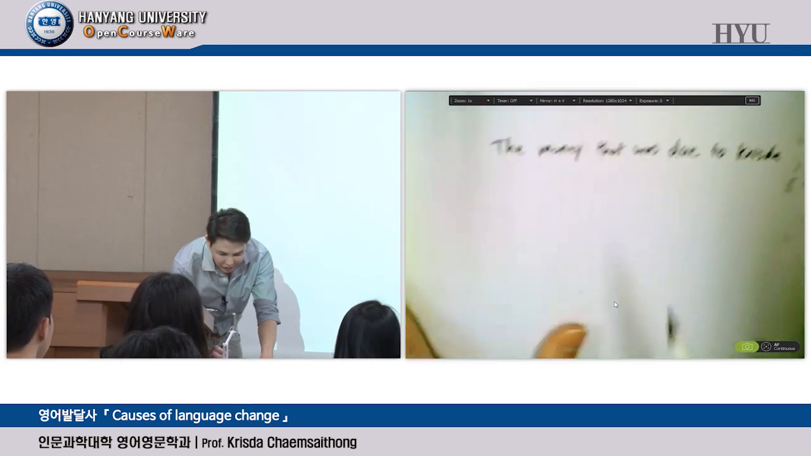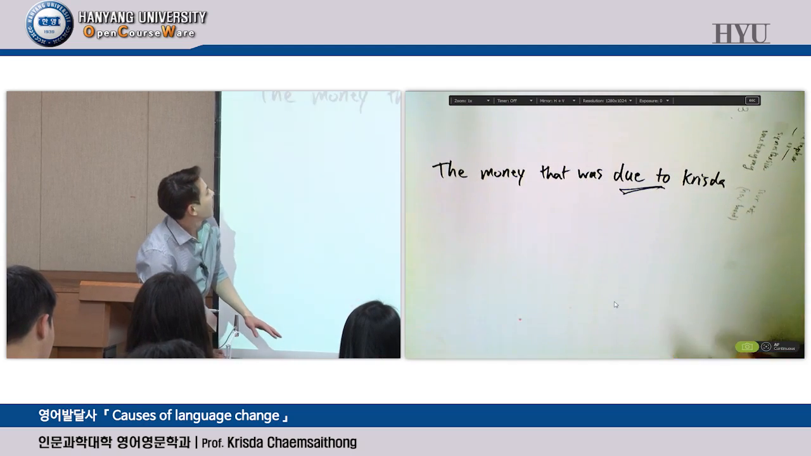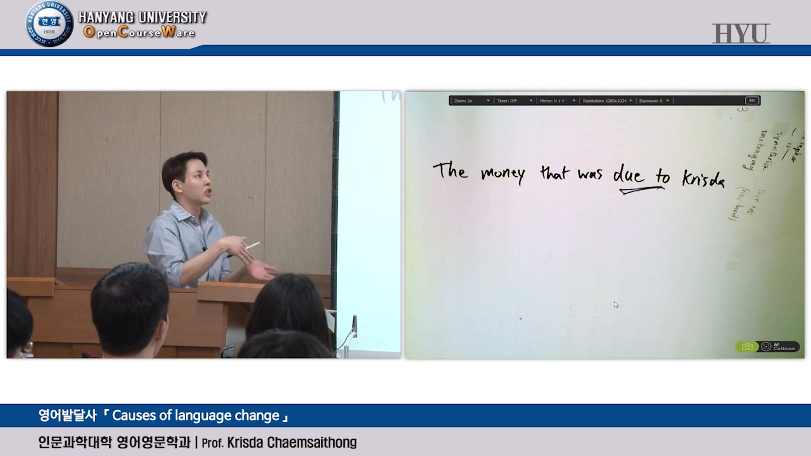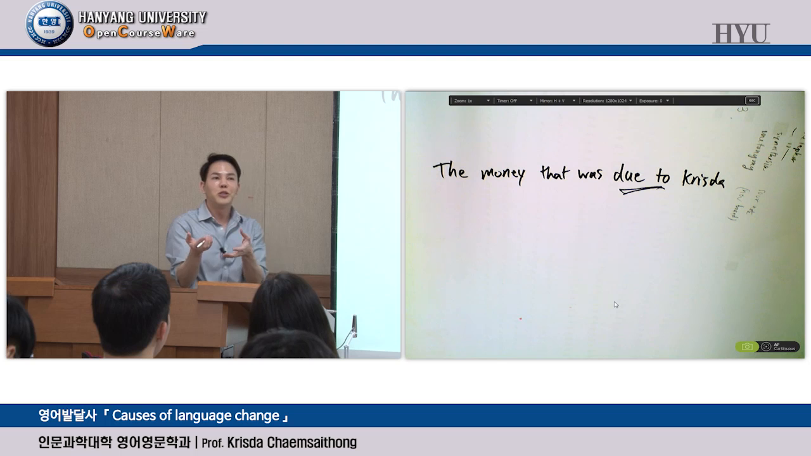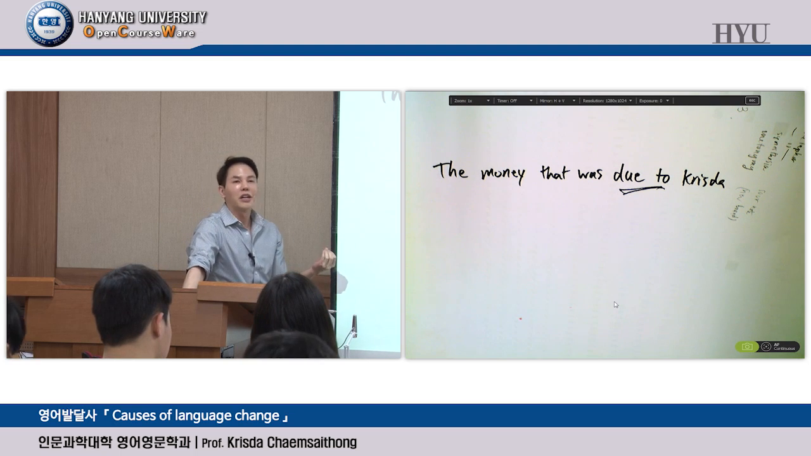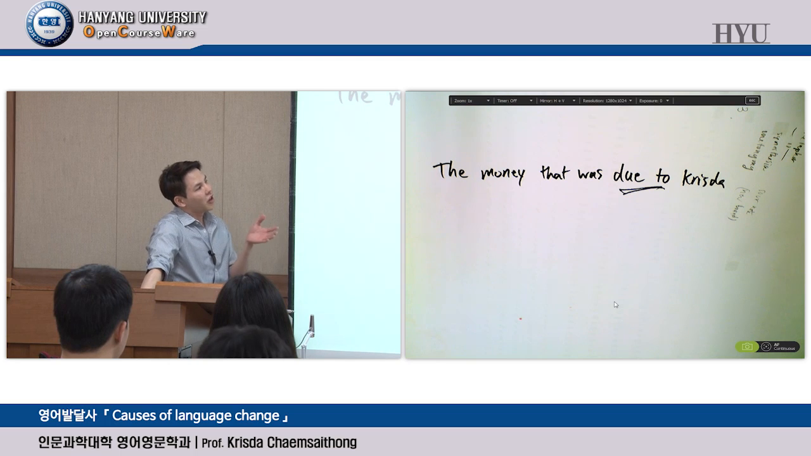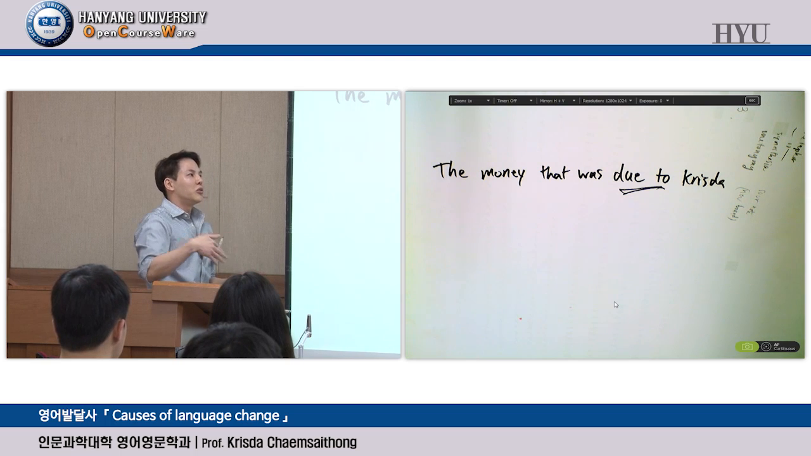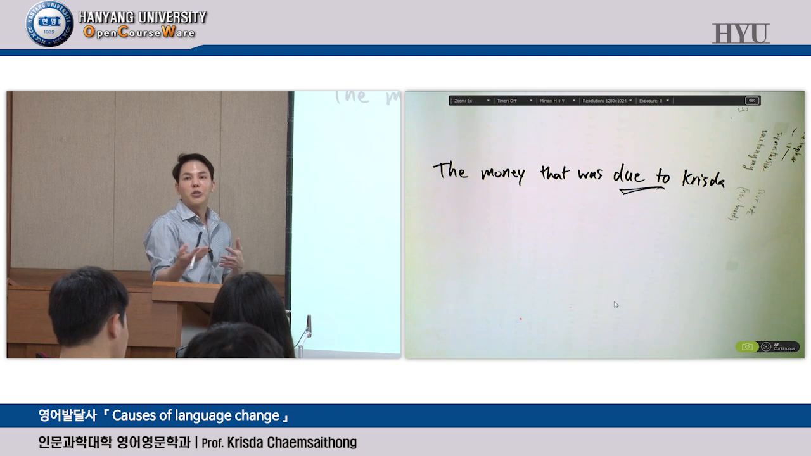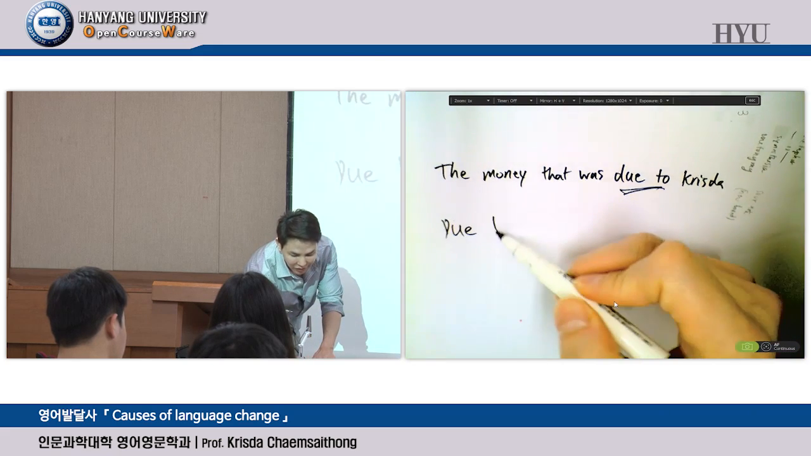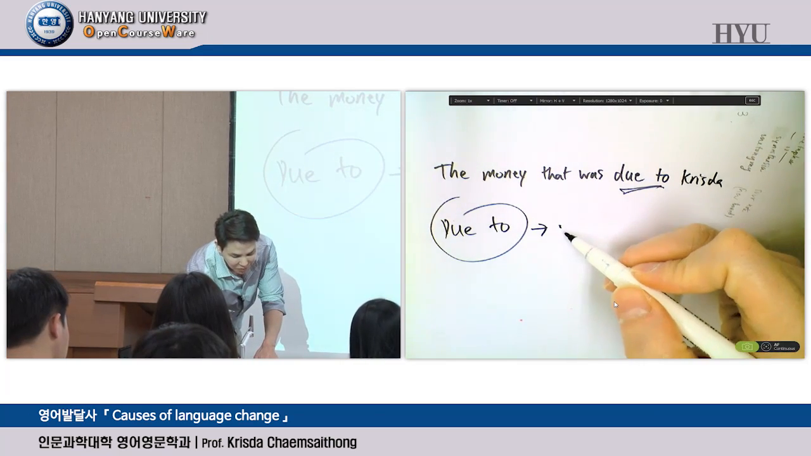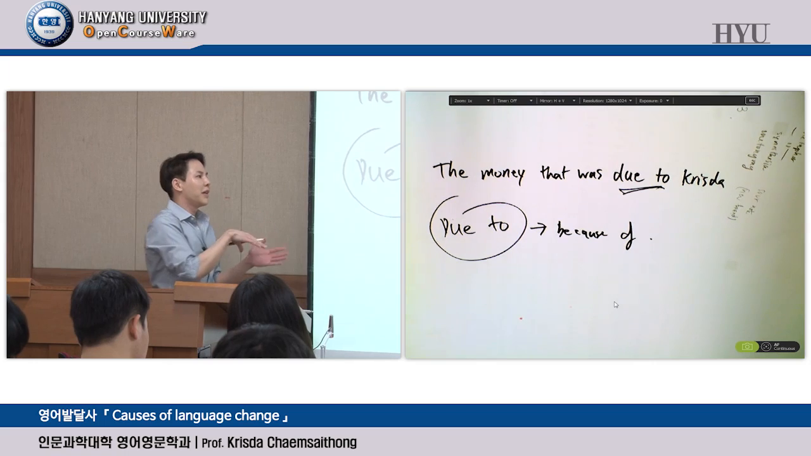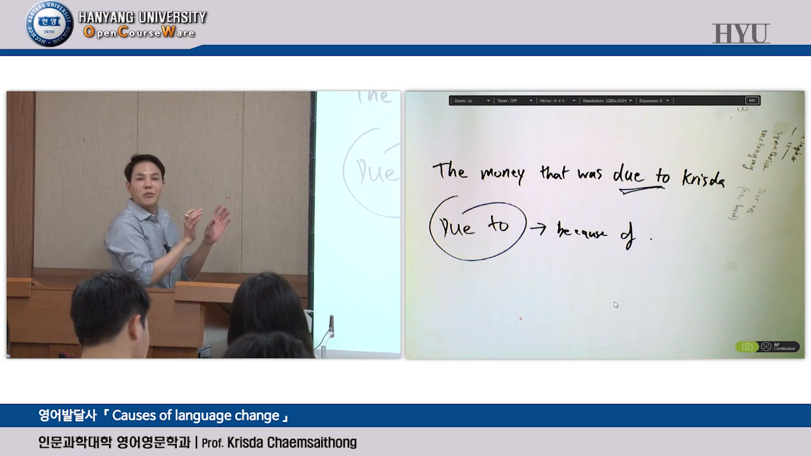You know the word due to, right? Now, we are talking about reanalysis. Speakers reinterpret the existing structure in a different way. So when you use due to in modern English, what do you use it for? Due to plus a cause. I was late due to an accident, right? So you think of due to as one unit, which means because of. I was late due to an accident, I was late because of an accident. So you think of it as one unit nowadays.